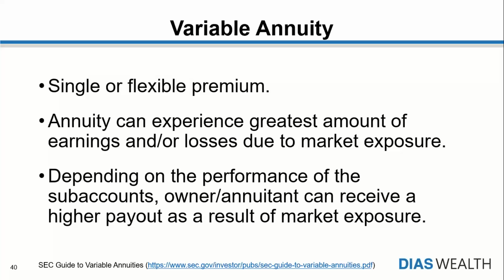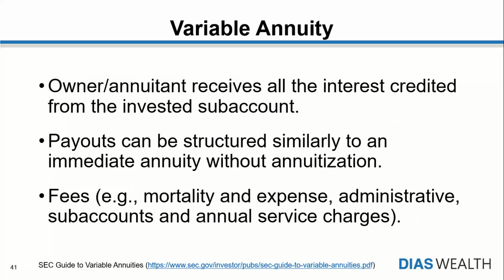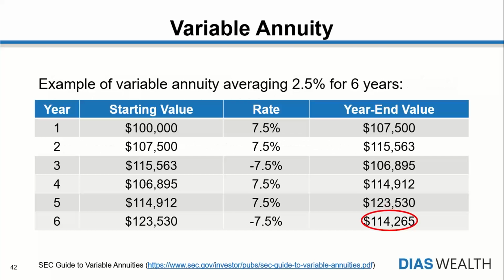So I would look at the variable annuity more for growth and try to limit the fees as much as possible. That'll be the biggest killer in these contracts. But I like to use annuities for what they're for: protect principal, offer guarantees. The owner annuitant receives all the interest credited, and the payouts can be structured similarly to an immediate annuity without annuitization, again, through the income rider. But you do have these fees: mortality expense, administrative, sub-accounts, and annual service charges.